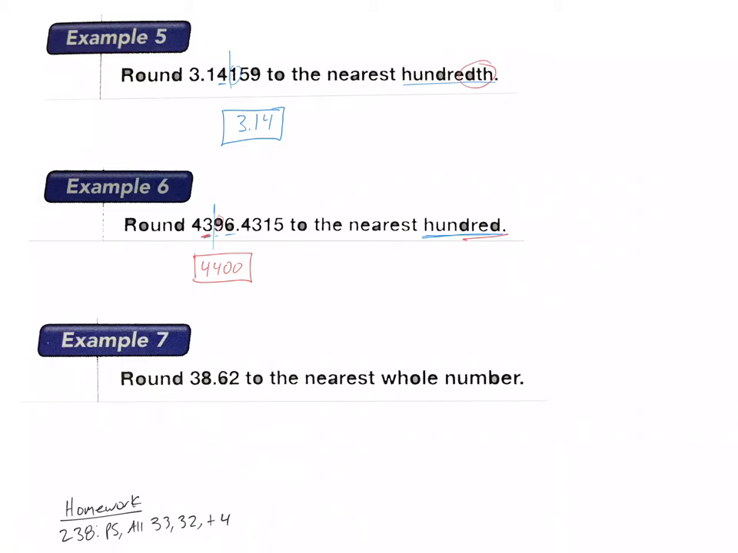Example 7 says round this to the nearest whole number. Whole number means there's not any decimals or fractions. So we're going to be cutting it off right at the decimal place. Okay? So we don't want any decimals on it. So since this is a 6, it's going to make that 8 round up. So it's going to be 39.